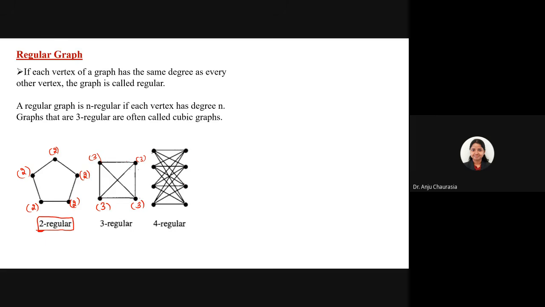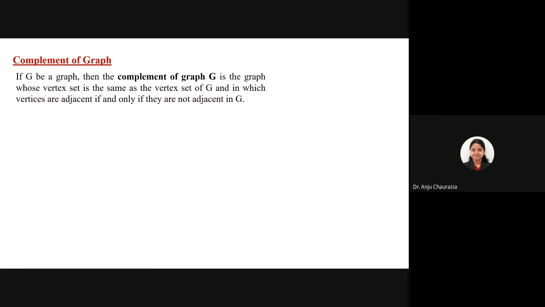1, 2, 3, 4, 5, 6, 7, 8. 8 vertices. Okay. Degree of each vertex is 1, 2, 3, 4. 4 edges passing through this node. 1, 2, 3, 4. So this type of graph is an example of a regular graph with degree 4, so 4 regular graph. I hope no doubts here. Very simple terms I'm taking here.